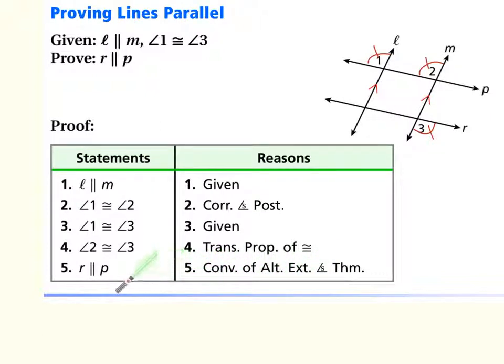And then lastly, if angle 2 and 3 are congruent, which is right here and here, then that means that the lines are parallel. Why is that the case? Well, those are alternate exterior angles, and if the alternate exterior angles are congruent, that means that the lines are parallel. So this is an example of a proof that is at just the right level for you, something that you might be expected to do on a quiz or a test.